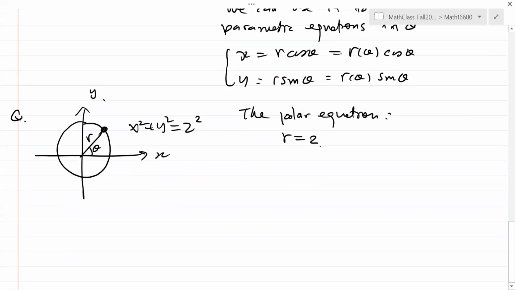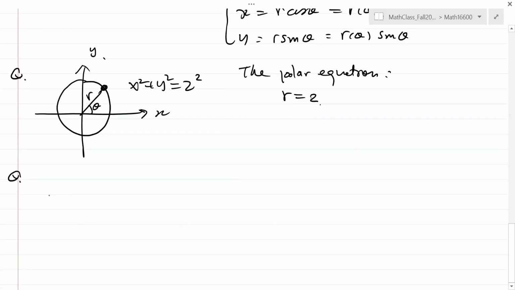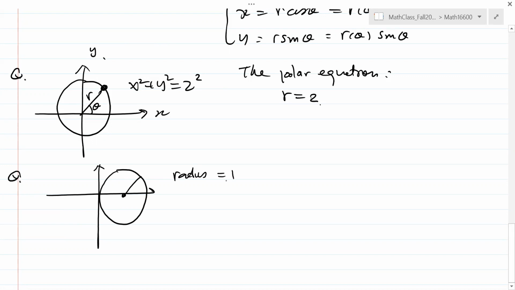Now sometimes we are given the polar equation and we want to get the equation in x, y, and vice versa, okay? So let's take a look at the next one. I'm going to change the problem a little bit. I'm going to put a circle here instead. So this time the radius is going to be 1 at this point. So the equation would be (x minus 1) squared plus y squared equals 1, right? Can we find a polar equation for this curve?